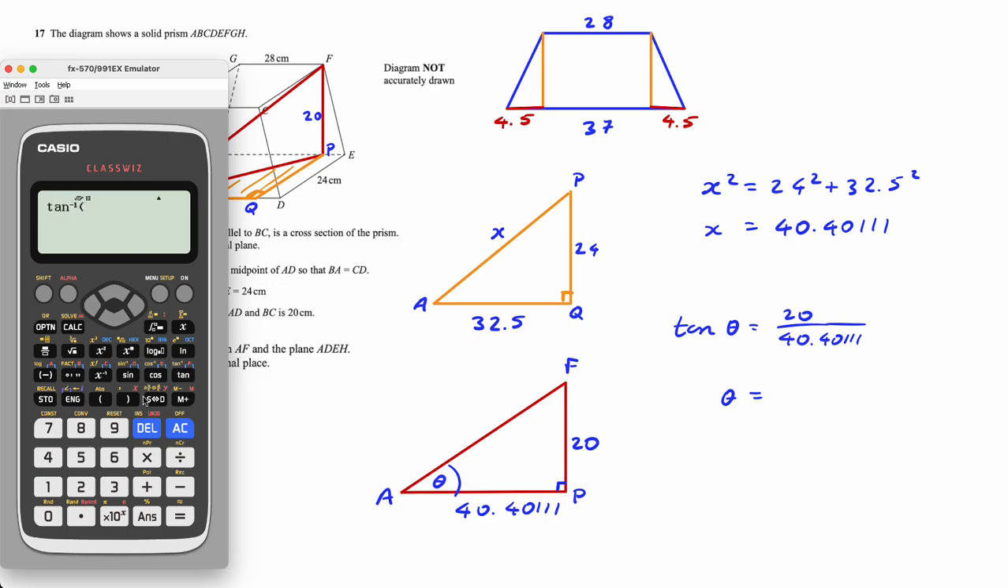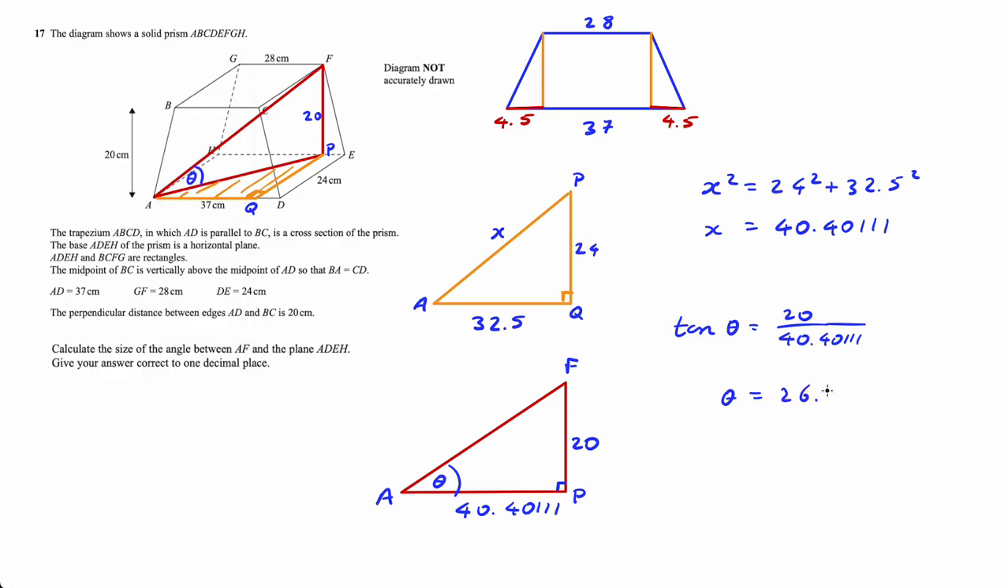Shift tan 20 over 40.40111, close bracket, 26.337. He says 1 decimal place, so let's go 26.3 degrees, which I guess makes sense. Okay, so obviously, guys, not an easy question, lots of work to do, but yeah, that's how you do it.